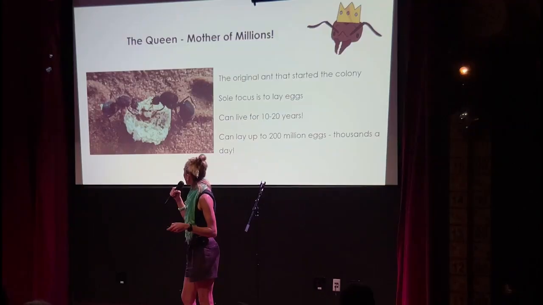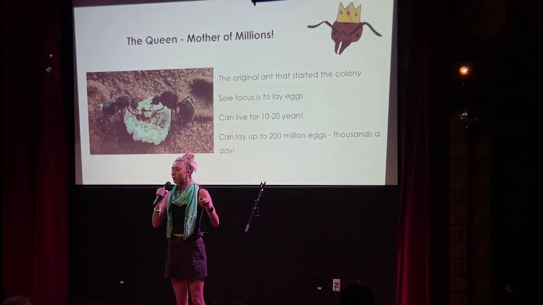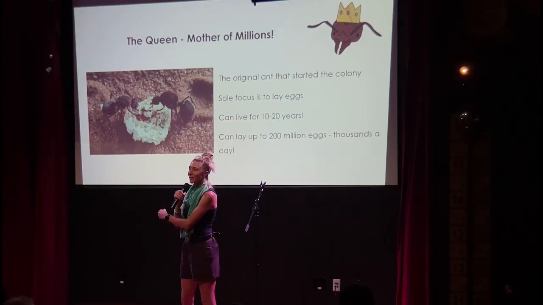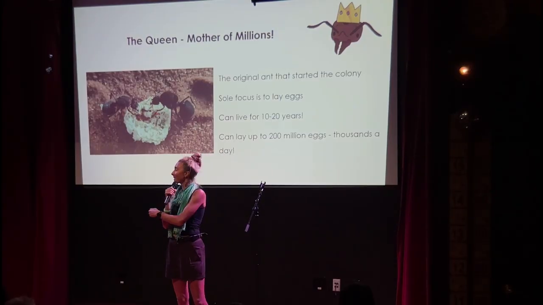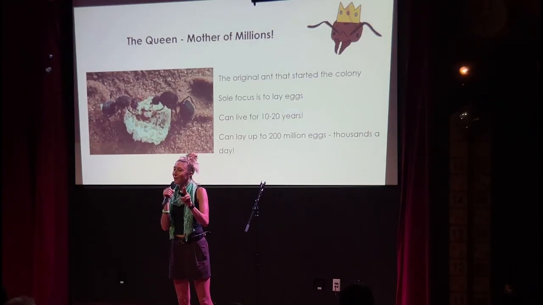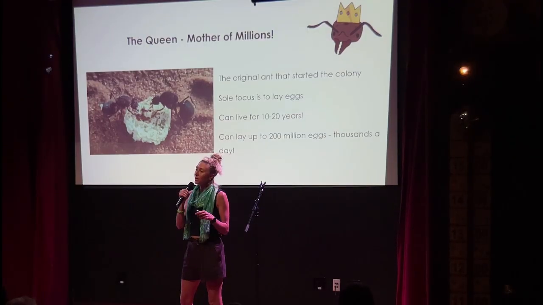Okay, so here's our queen. She's the original ant that started the whole colony. I'm showing you two here specifically to confuse you, because our leafcutter ant, Atta texana, actually has the ability to have two queens in a colony, which is unique to our ant species. And so she can live for anywhere from 10 to 20 years. That's 10 to 20 years, right?